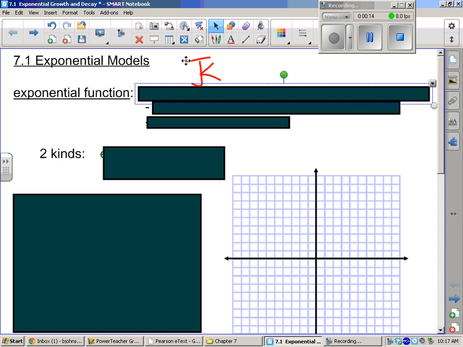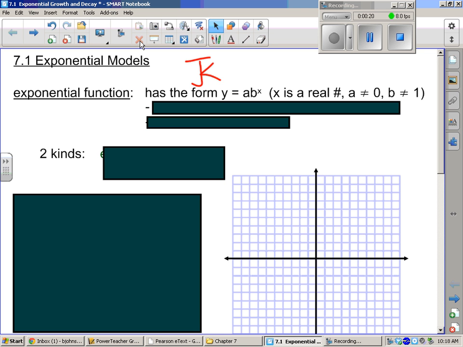Alright, today we're going to talk about Chapter 7, Exponential Models. Each model is in the form y equals a b to the x. X is a variable that's an exponent now. We haven't seen that before, and it makes some funky graphs. Now it does have some stipulations here. X has to be a real number, A can't be 0, and B can't be 1.